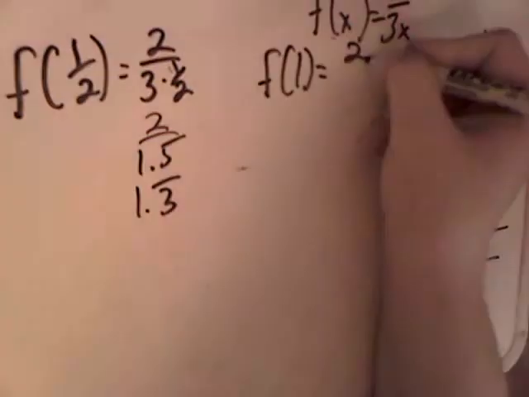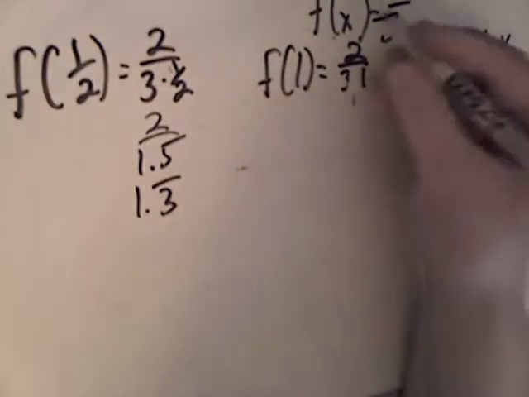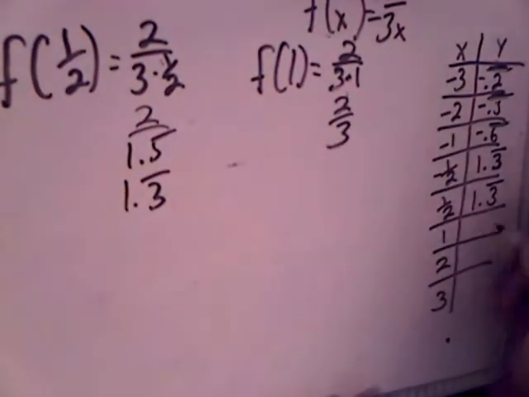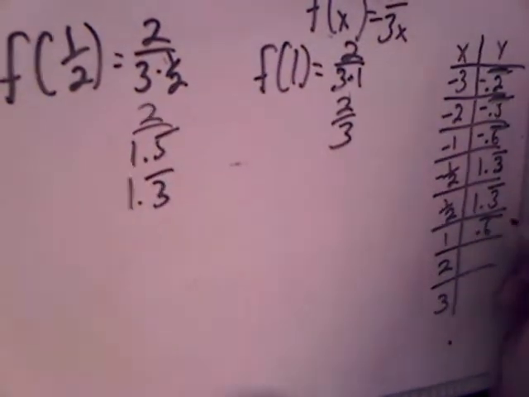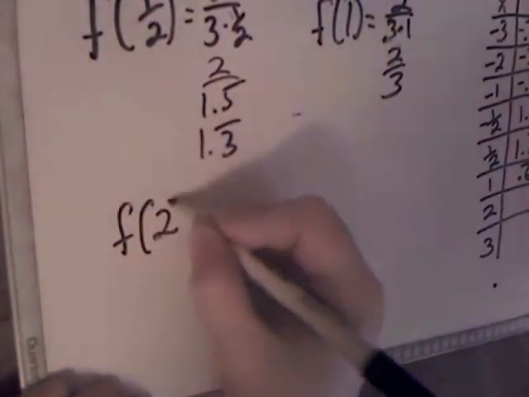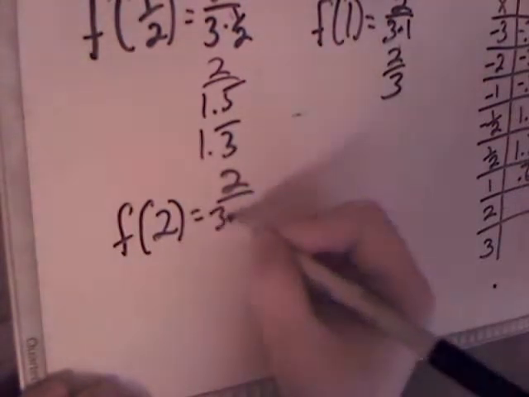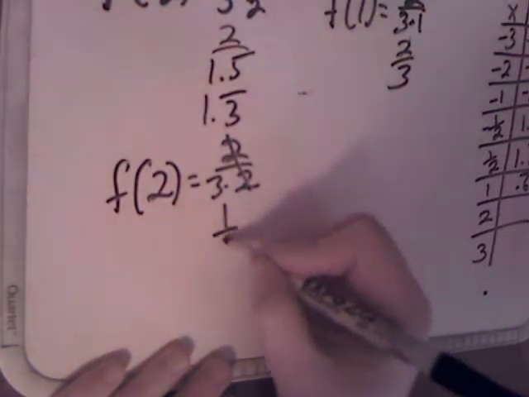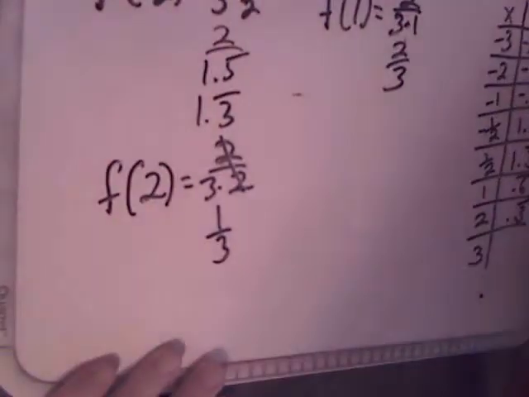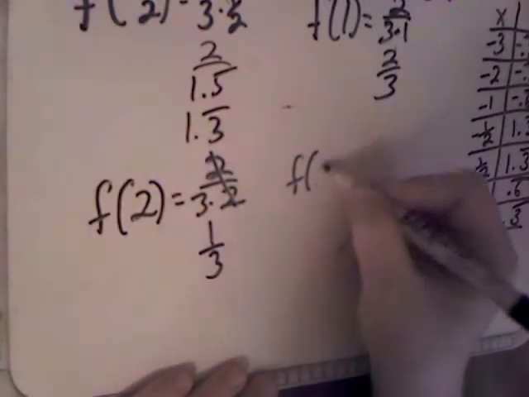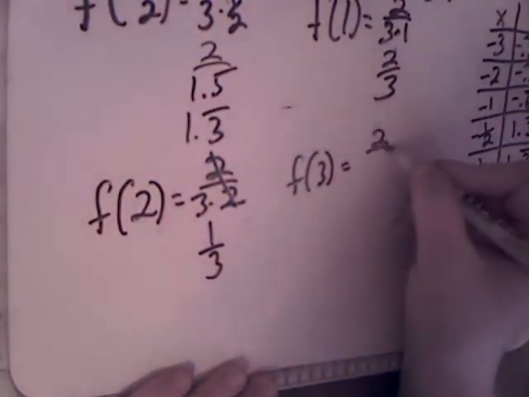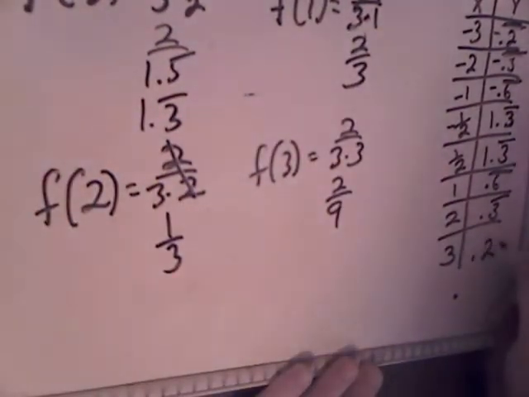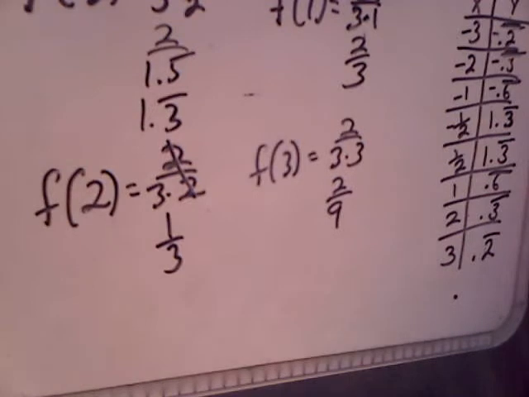When x is 1, we have 2 over 3 times 1, which is just 2 over 3. 2 over 3 is the same thing as 0.6 repeating. When x is 2, we have 2 over 3 times 2. I can actually just cancel out the 2's and know that I have 1/3, which is going to be 0.3 repeating. And then when x is 3, I have 2 over 3 times 3, which is 2 over 9, which is going to be 0.2 repeating.